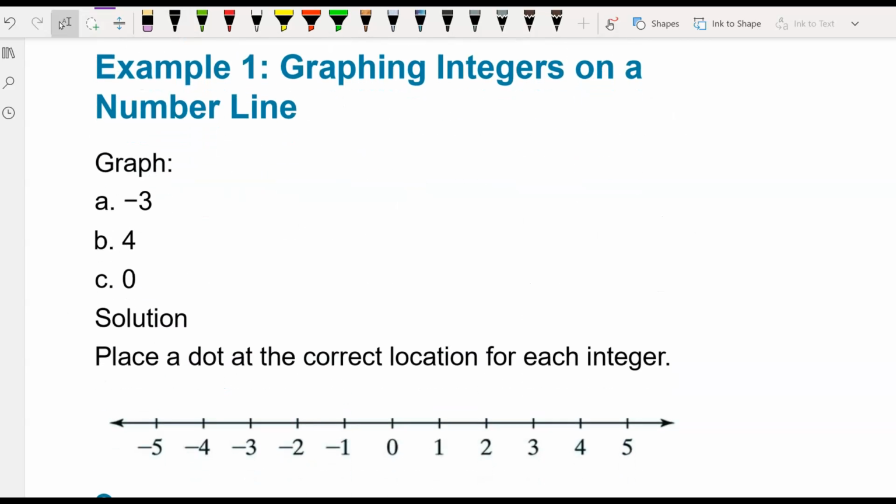All right, graphing integers on a number line. So we're going to graph -3, 4, and 0. So on our number line, -3 is here, 4 is here, and then 0 is here. And that's all you're going to do. You're just plotting those dots on that number line.